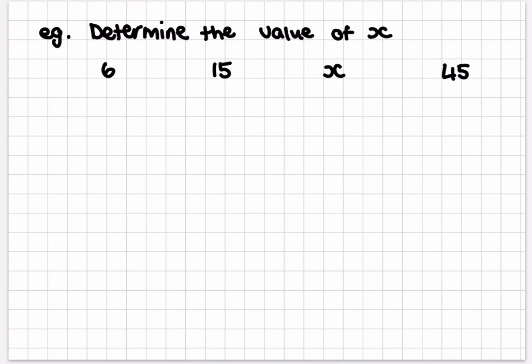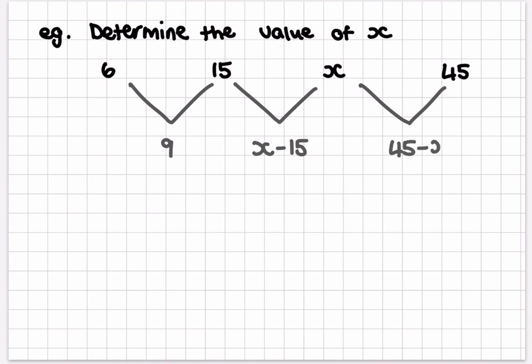Let's have a look at an example with variables. Here we have 6, 15, x, and 45. So first things first, what do we do? We map it out. So the first difference between 6 and 15 is 9. The second one would be x minus 15. The third one would be 45 minus x. Now this is a quadratic sequence, so we know that there is a constant second difference. Let's map out this difference. The first one is going to be x minus 15 minus 9.